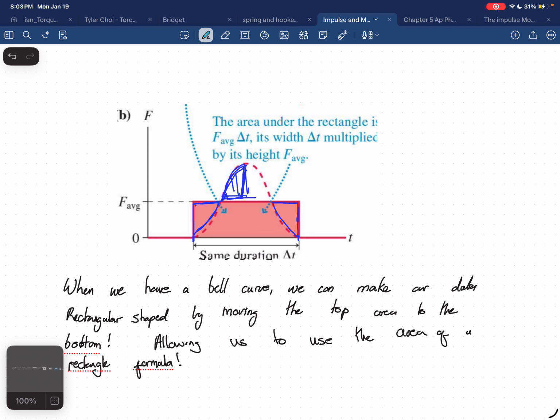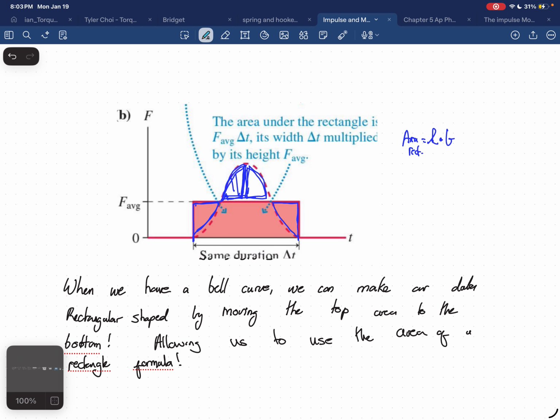So the area has not changed while the shape has changed. That's why we're allowed to bring the areas down and make it a definite shape that has a simple area formula. And that area formula of a rectangle really is just L times B. Area of a rectangle is L times B.